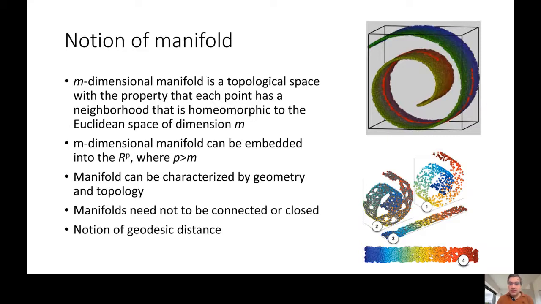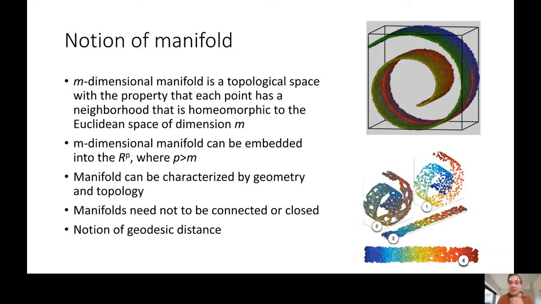The first thing that we have to understand is what a manifold is, and what people assume by the notion of manifold when they perform unsupervised learning. Strictly speaking, in the mathematical sense, an m-dimensional manifold is a topological space with the property that each point has a neighborhood that is homeomorphic to the Euclidean space of dimension m.